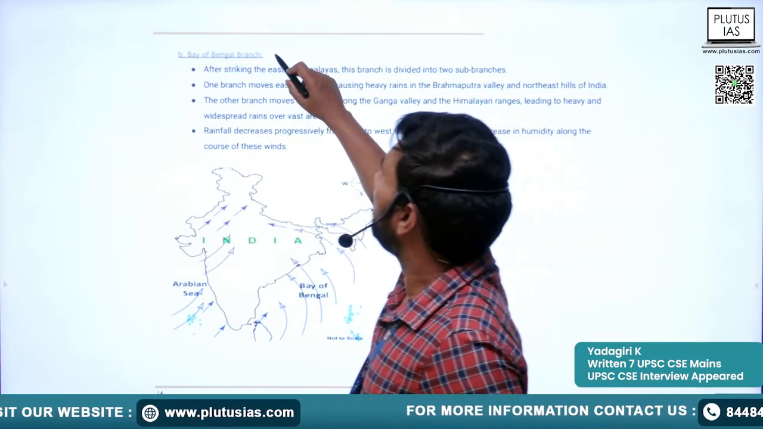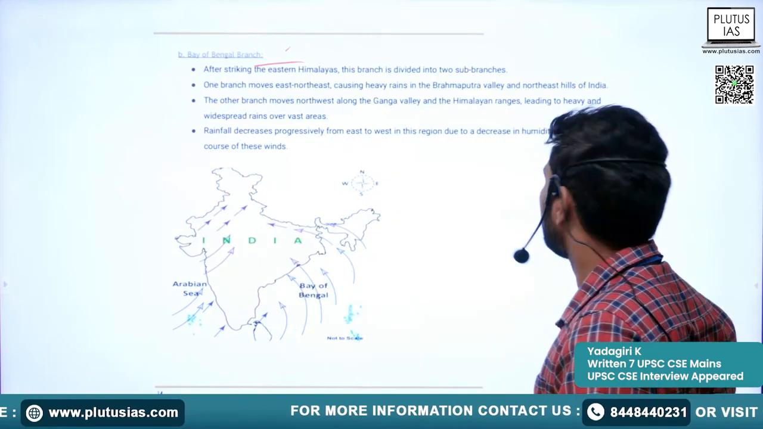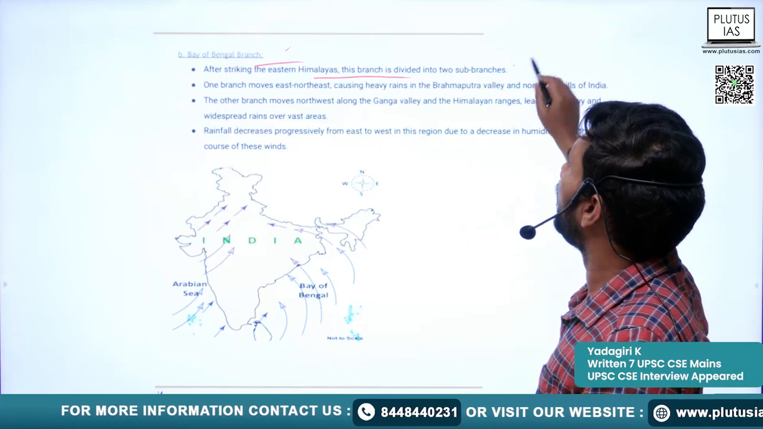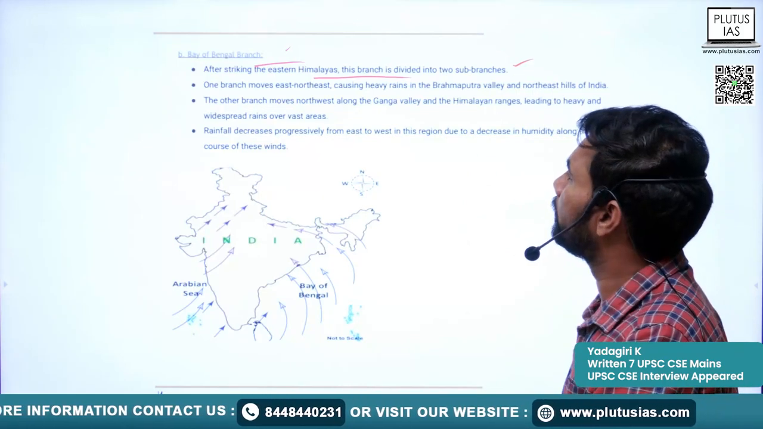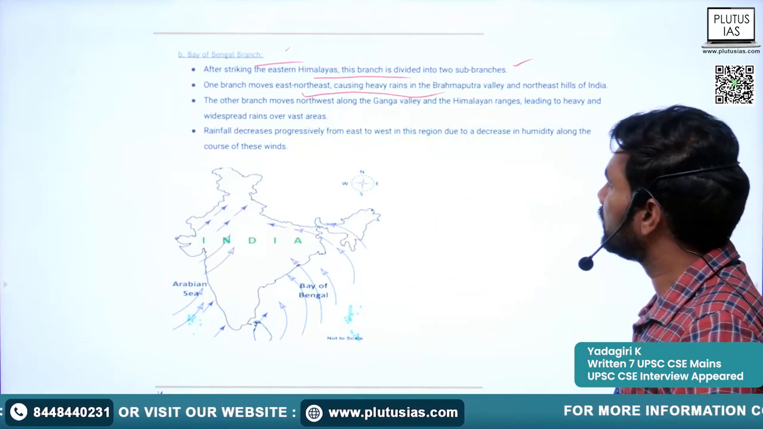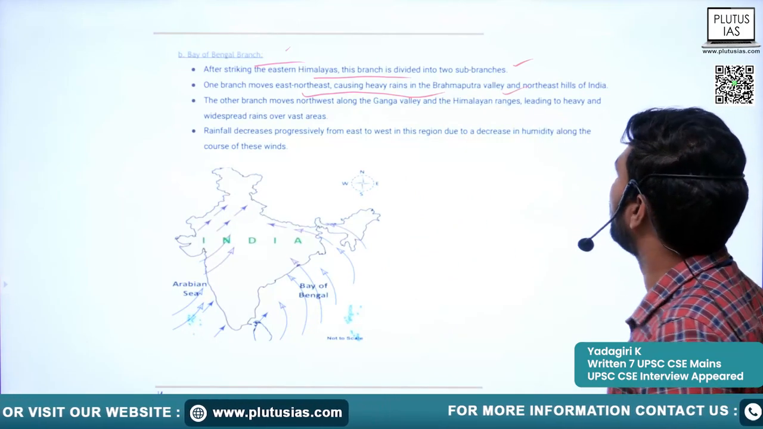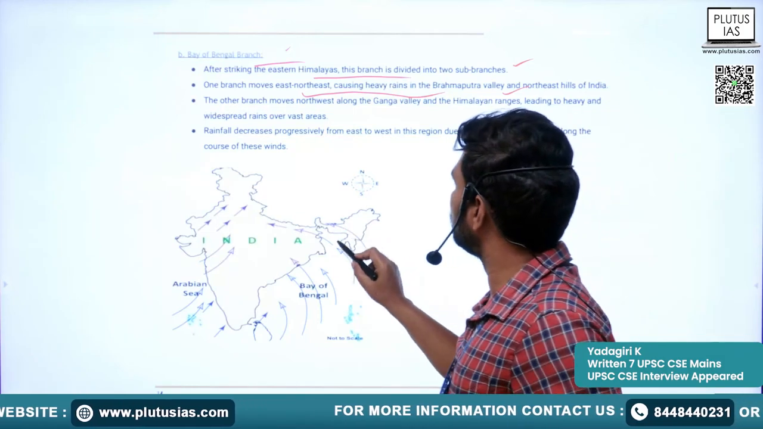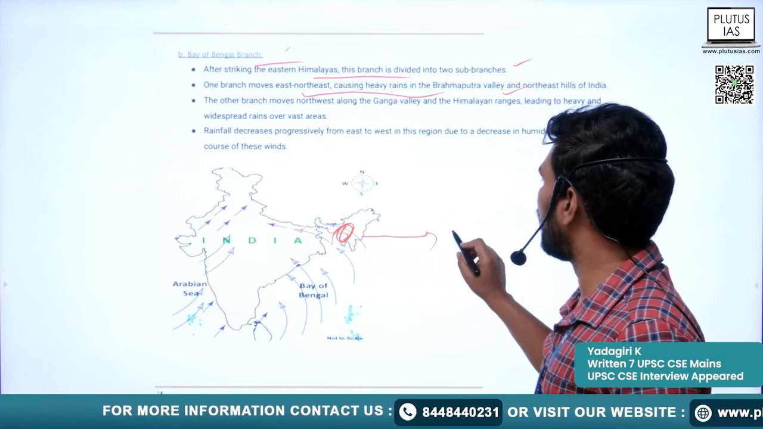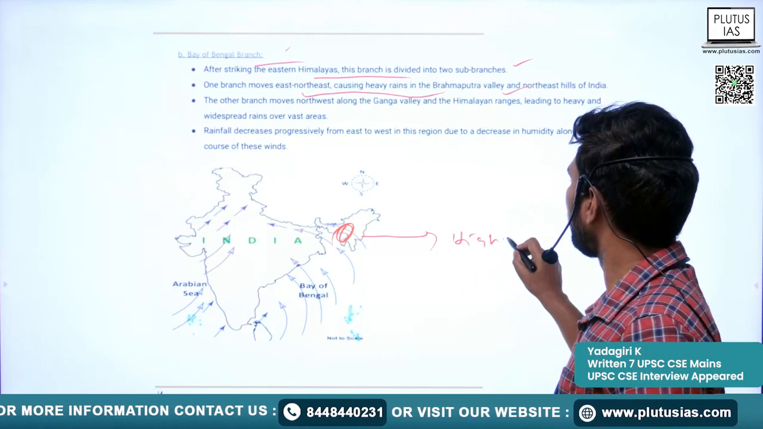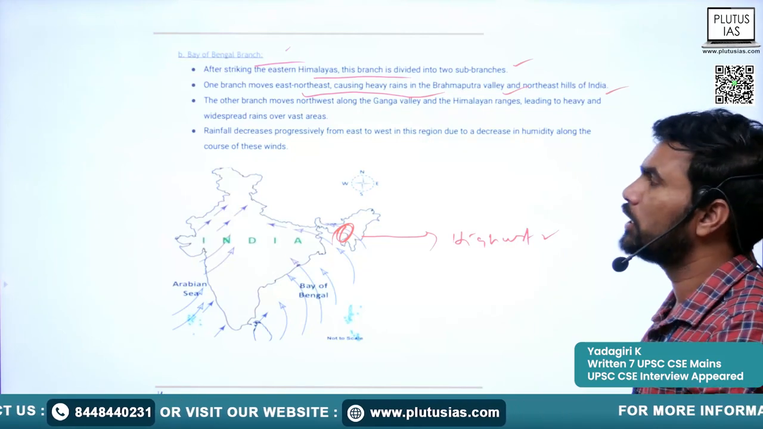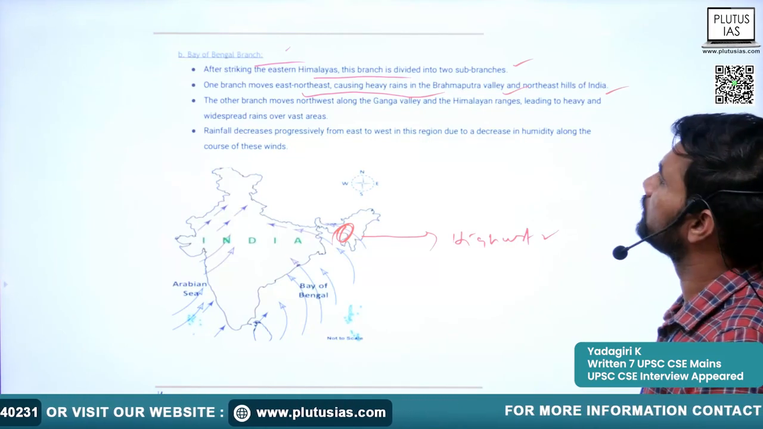If we observe the Bay of Bengal branch, after striking the eastern Himalayas, this branch is divided into two sub-branches. One branch moves east-northeastwards, causing heavy rainfall in the Brahmaputra Valley. Especially we have studied the Cherrapunji and Mawsynram regions. They receive the highest rainfall in the world. It causes widespread rainfall in the northeast hills of India.